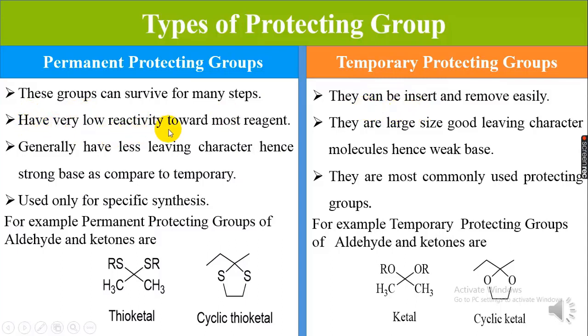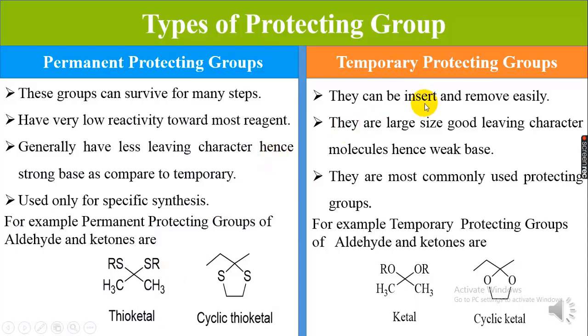Permanent protecting groups have very low reactivity towards most reagents, because several steps are required and we have to add different reagents, so they have very little reactivity towards most of the reagents. Generally they have less leaving character, hence are strong bases as compared to temporary ones. They are used only for specific synthesis. For example, thioketal and cyclic thioketal are permanent protecting groups used for aldehyde and ketone.